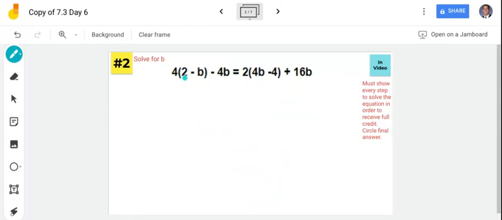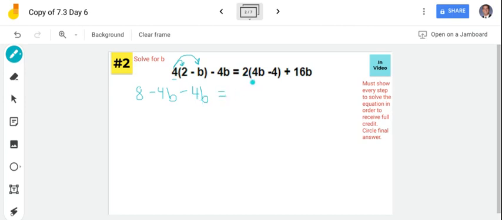Number 2, solve for b right here. I'm going to look for parentheses. I see parentheses. Look on the left side. Eliminate parentheses over there first. So I'm going to distribute this term right here, 4. Okay, so 4 times 2, that's 8. 4 times -b is -4b. I'm going to bring this -4b down because I don't distribute to terms outside the parentheses. So I have -4b. Okay, bring my equal sign down.